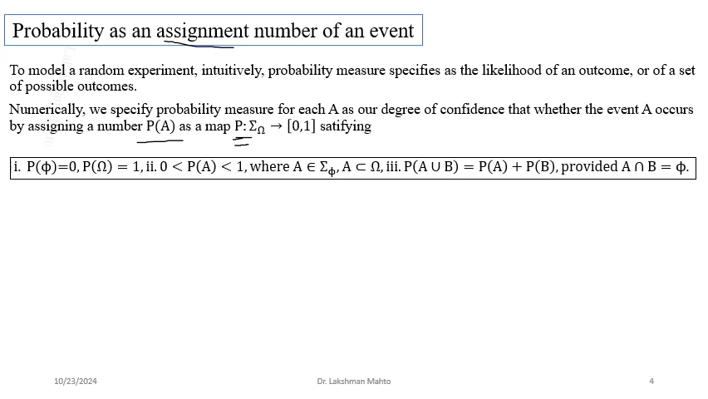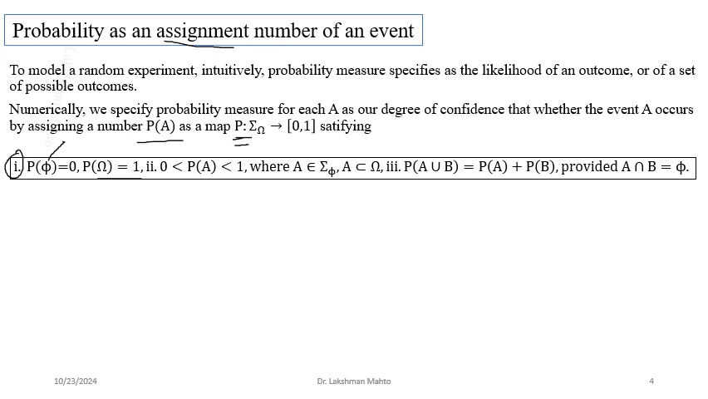The first axiom is that if you take an event which has no possible outcome of the random experiment, we denote it by phi, the empty set. We call it the empty set or empty event. What is the probability of the empty event? It is zero. And likewise, what is the probability of all possible outcomes contained in the sample space? That means, what is the probability of the sample space? It is one.